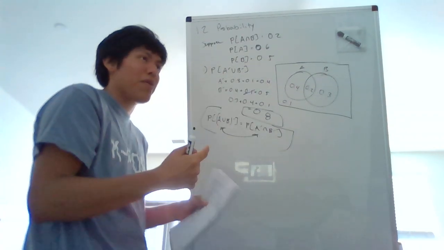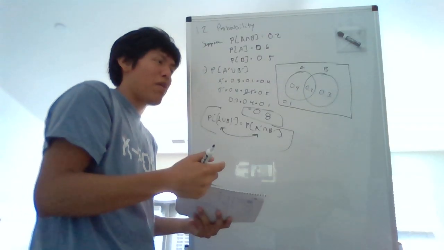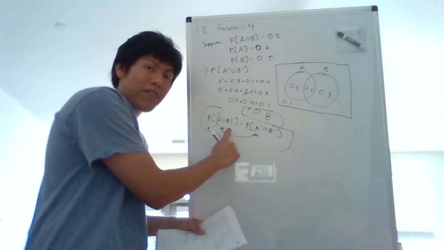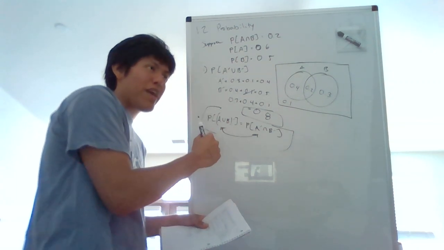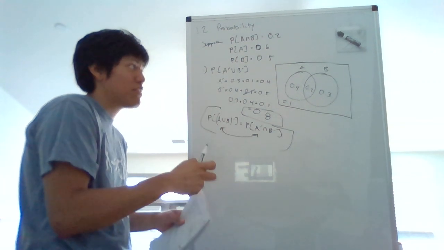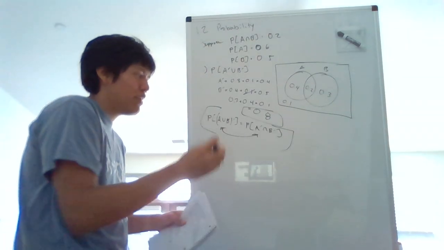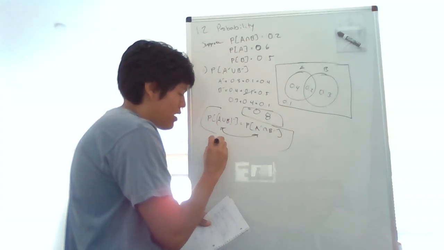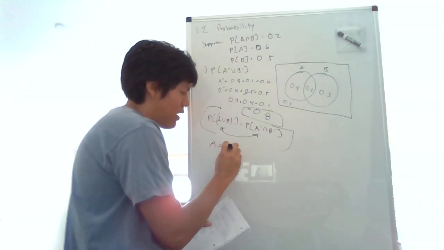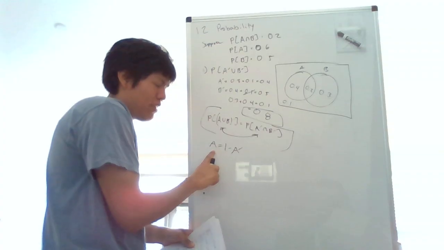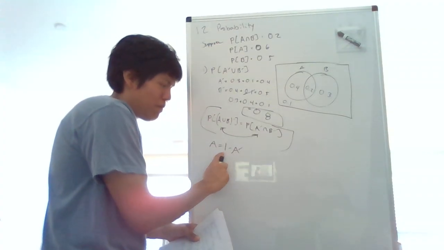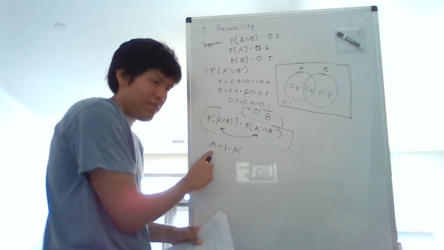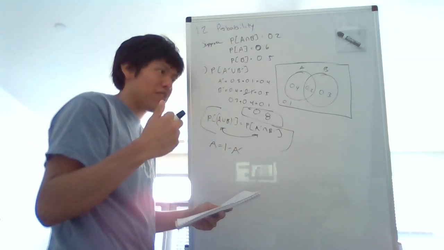And remember that whenever we want to find the probability of something and we're given its complement, we can subtract that from 1. So what do I mean by that? So remember that A is equal to 1 minus A complement, right? Because everything else minus what is not in A is equal to A. And this was from one of the rules regarding probability.